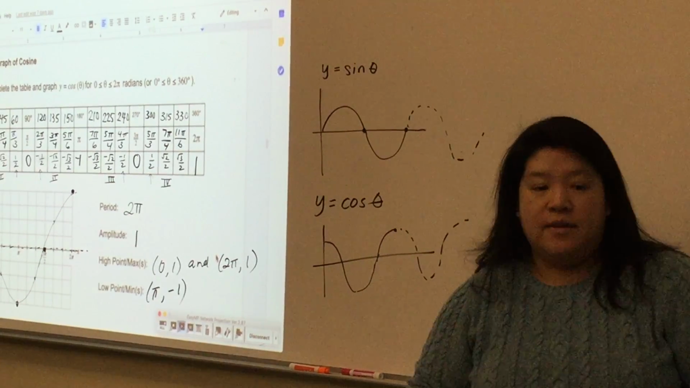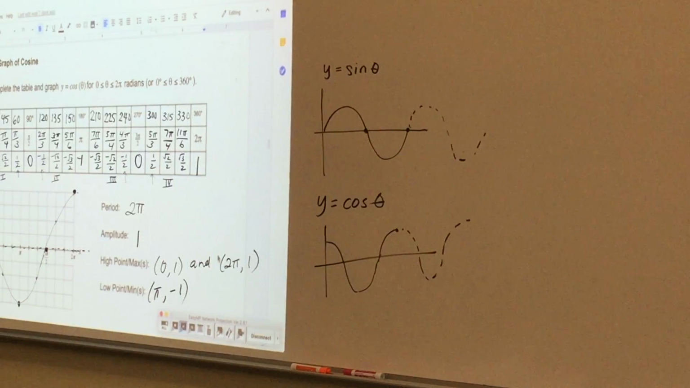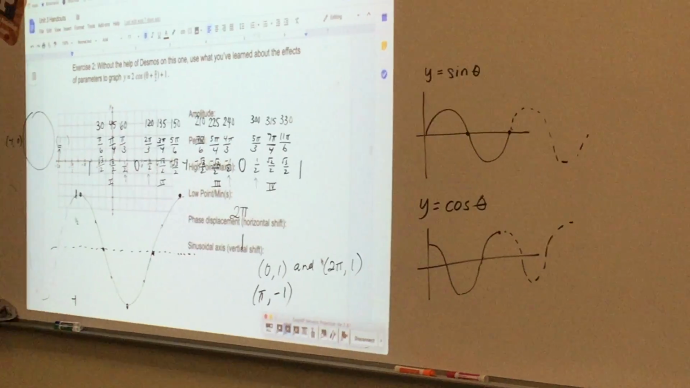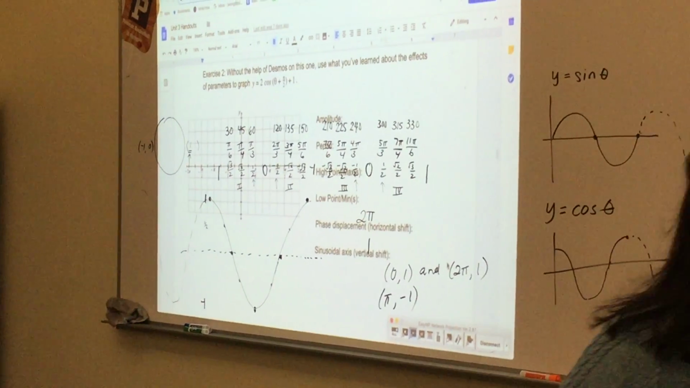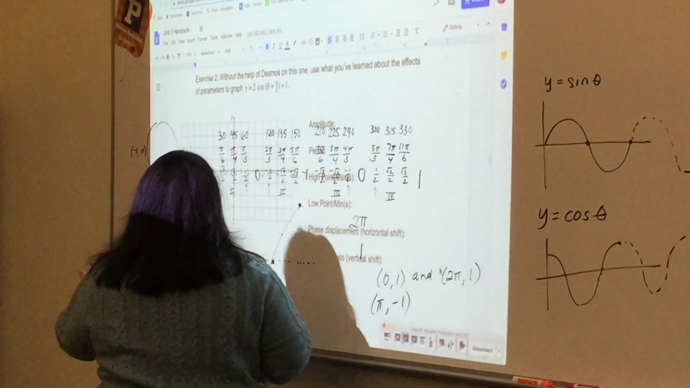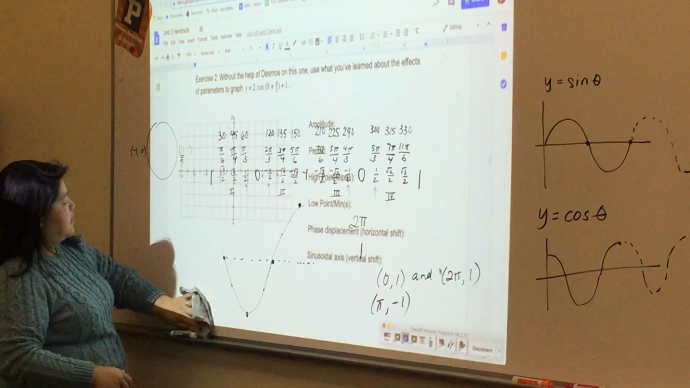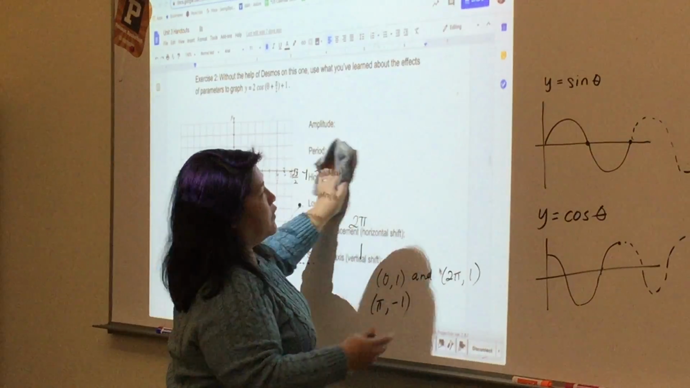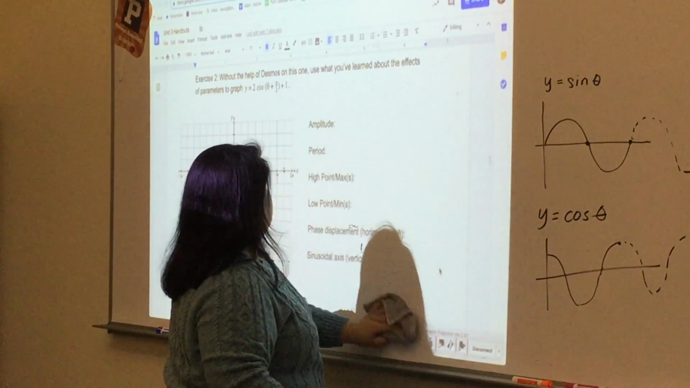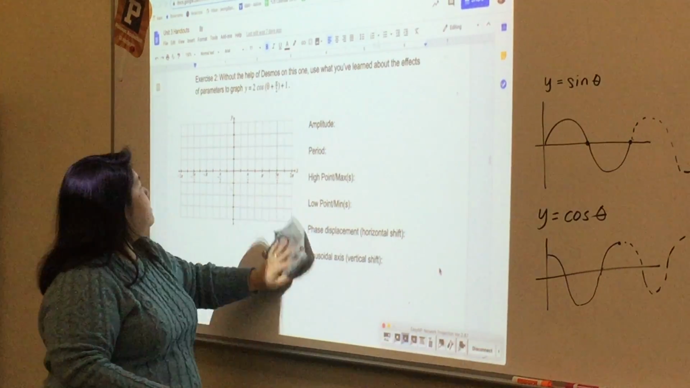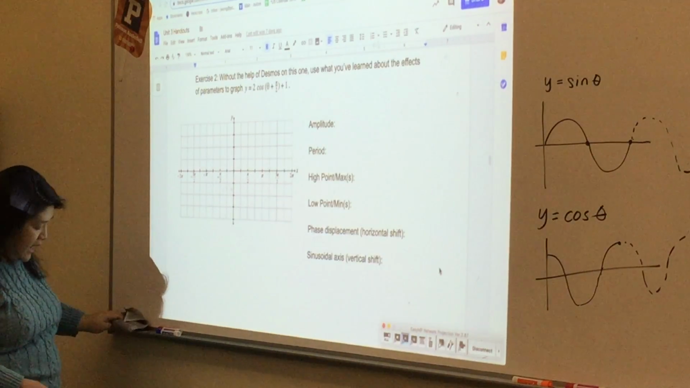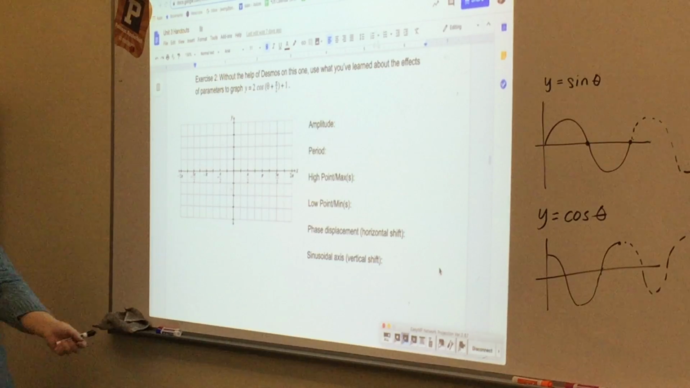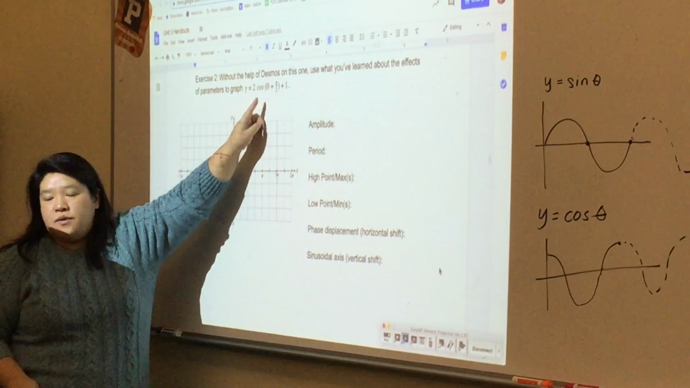Okay, so now we're going to shift it. We're not going to use Desmos on this one because we saw yesterday what the A, B, C, and D values do. And they are the same thing whether it's sine or cosine. It's just obviously you start with a different original graph. So let's look at what's going on here. What kind of values do I have? What do they represent? How are they going to transform my basic cosine graph?